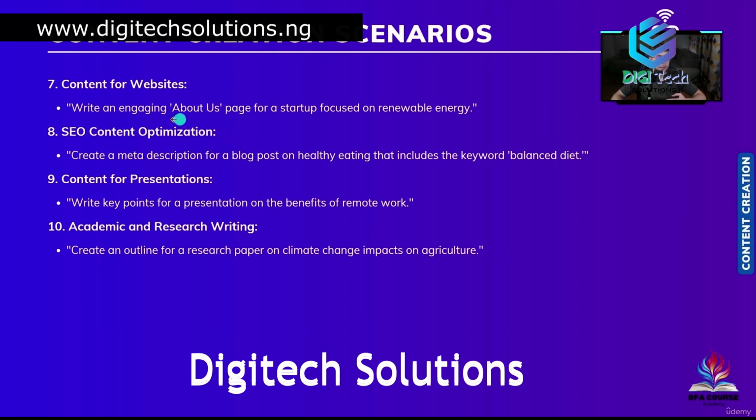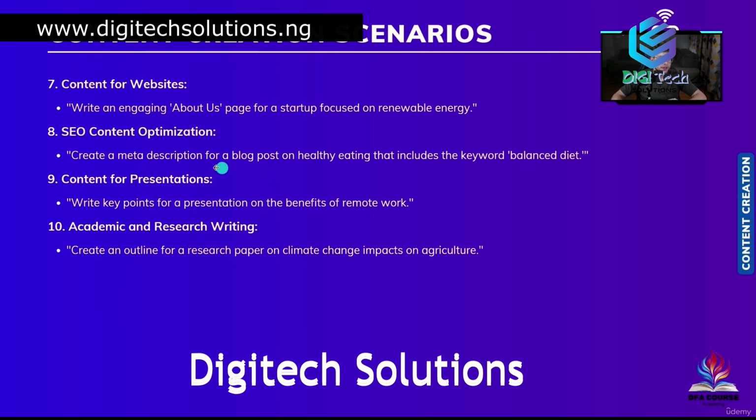SEO content optimization. We can create a meta description for a blog post on healthy eating that includes the keyword balanced diet. This is also cool. We can create any article and type: please make it SEO optimized. For example, this is my main keyword, this is my secondary keyword, include them as much as you can, and make our article or blog post as good as it could be when it comes to SEO.